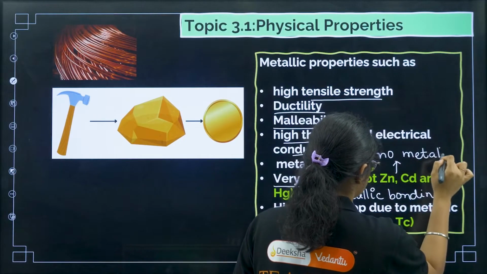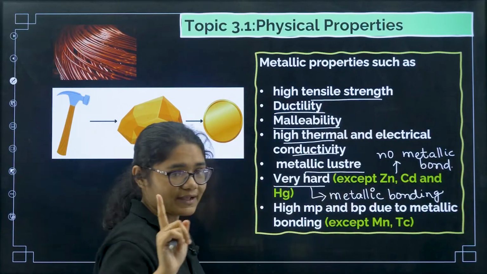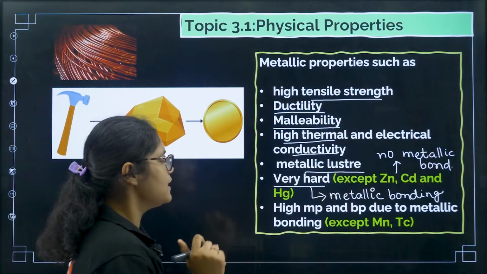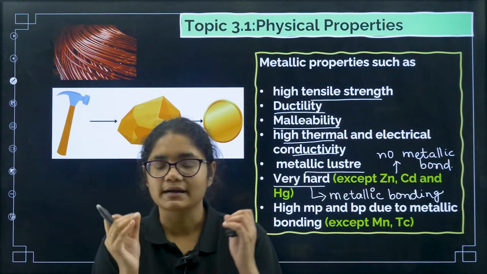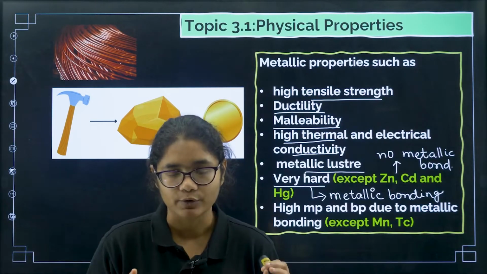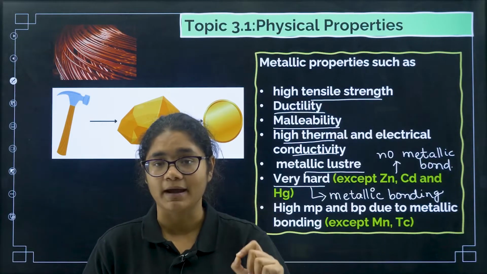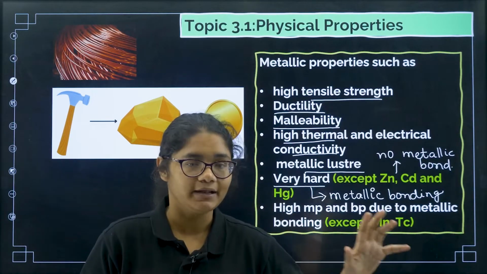We will discuss this in detail. Okay, note down the exceptions. Now, what is metallic bonding? Metallic bonding is the bond present between the atoms of a metal. Now, what affects metallic bonding? Metallic bonding is affected by the number of unpaired electrons.